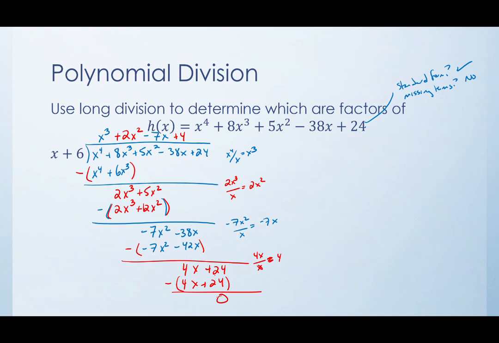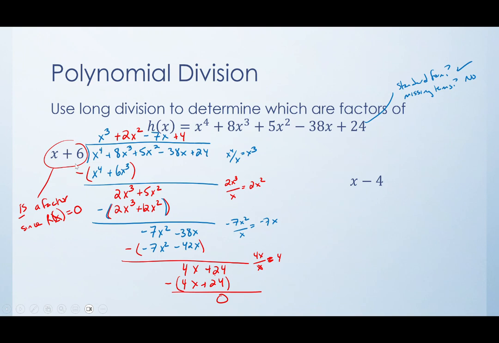So what does that tell us? That tells us that x plus 6 is a factor since our remainder, our r of x, was equal to 0. Okay, not too bad. A little long, but not too bad.